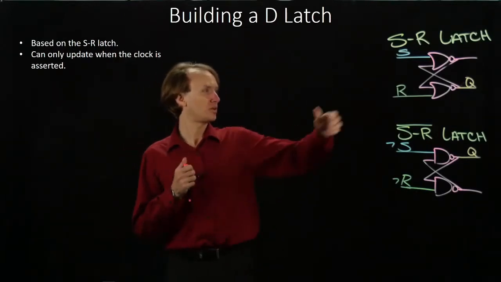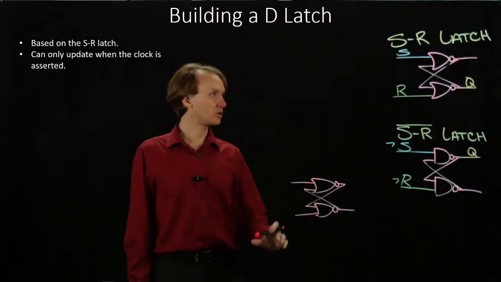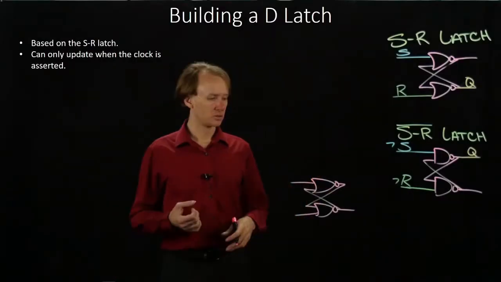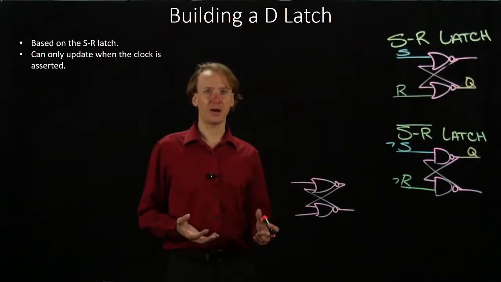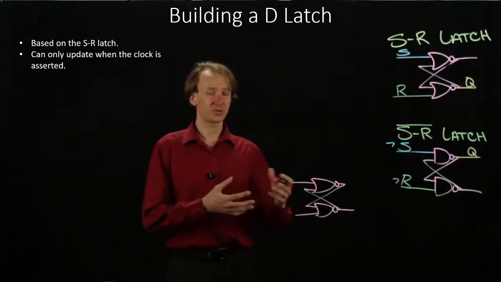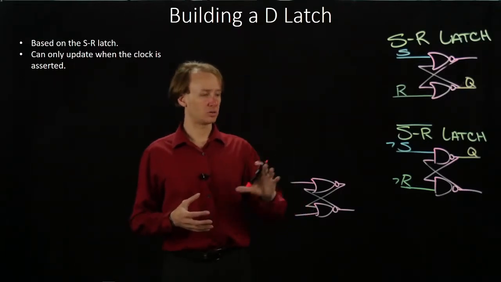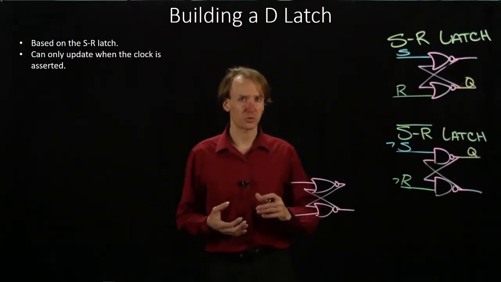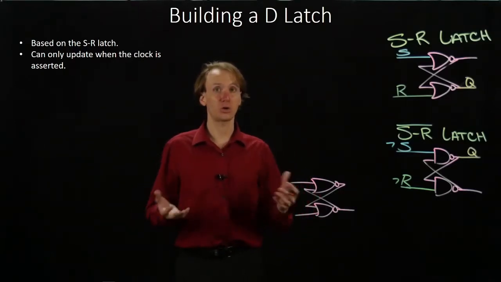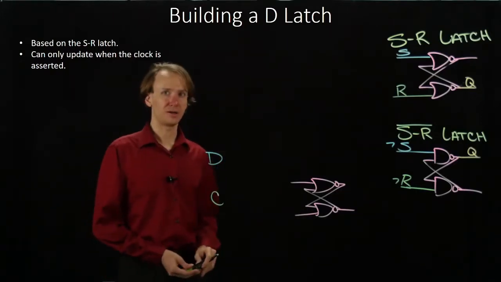I will start with the SR latch with its cross-coupled NOR gates. So there is our basic SR latch. You'll remember that our SR latch really only holds one bit of data. We only have one bit of actual data coming in. The other input that we're going to have to our D latch will be the control signal, something telling us whether we'd like to actually store the data or not. So I will have a data line over here and a control line.